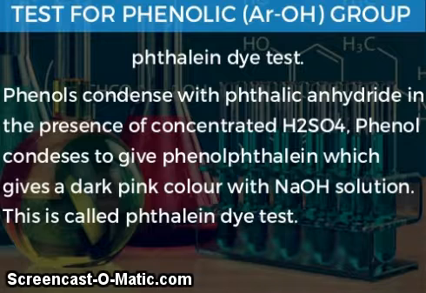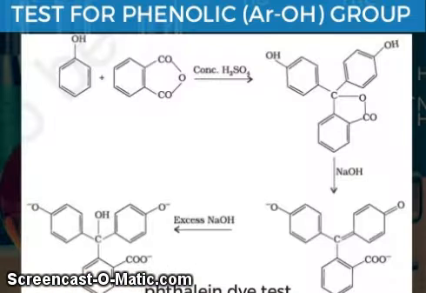Now test for phenolic groups. Phthalein dye test. Phenol condenses with phthalic anhydride in the presence of concentrated sulfuric acid to give phenolphthalein, which gives a dark pink color with sodium hydroxide solution. This is called the phthalein dye test. Now you see the phenol, phthalic anhydride, products, and then finally the phthalein dye test.